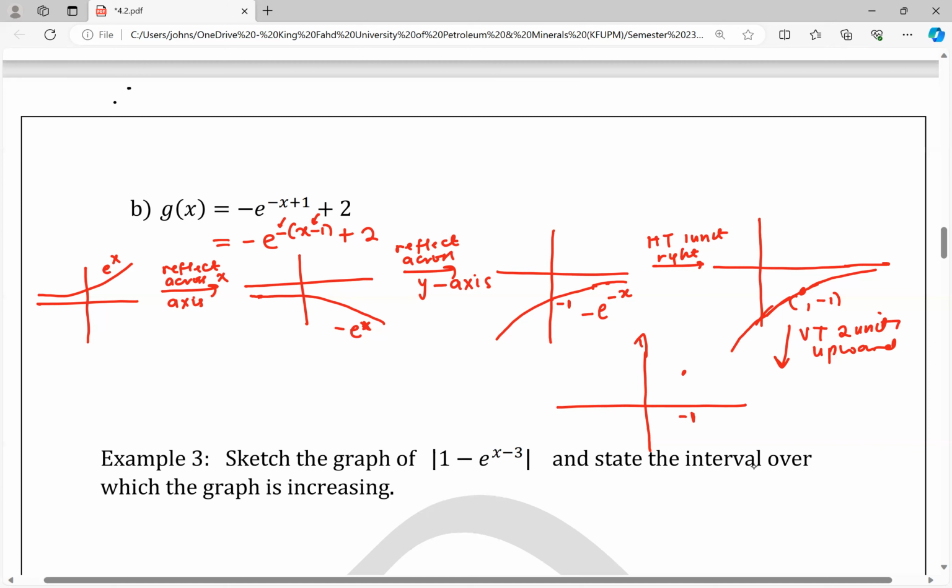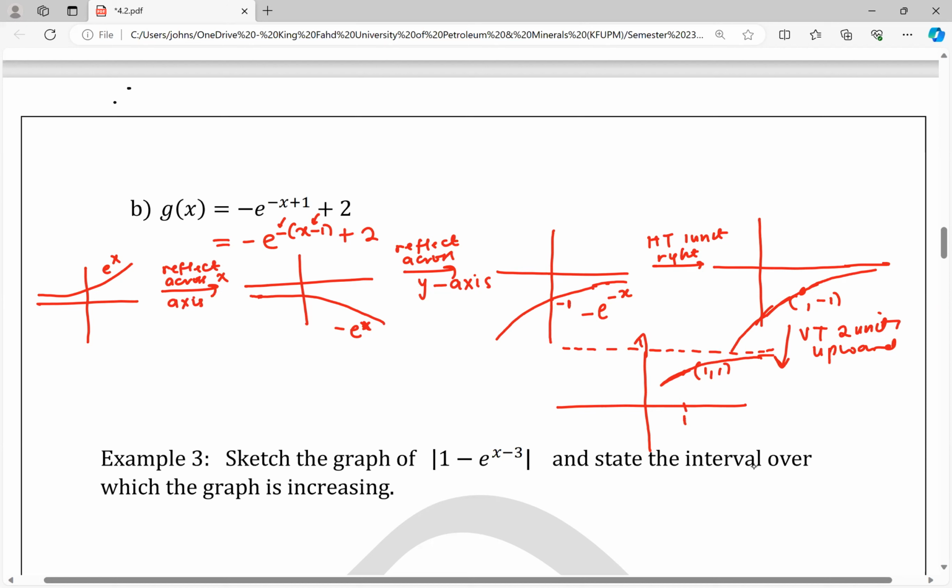Yes. No, this is the value of y. So this point is 1 because the value of x remains. So this is actually 1, 1 here. And now you will have the horizontal asymptote still at where? At 2. So we have it cut in this way. This is the horizontal asymptote.